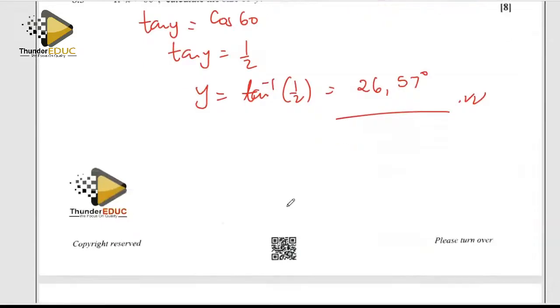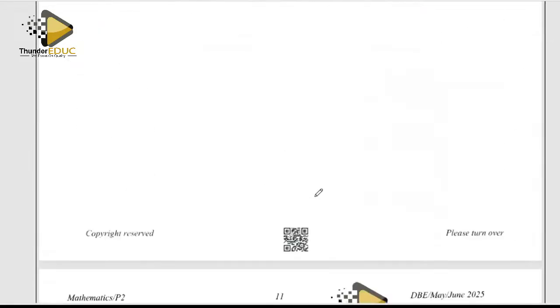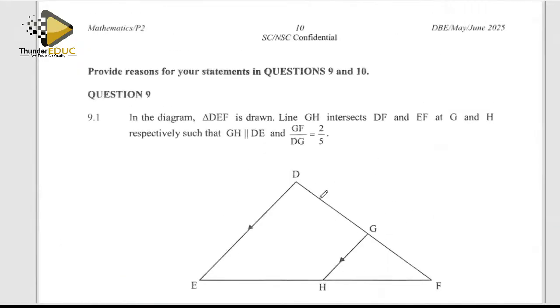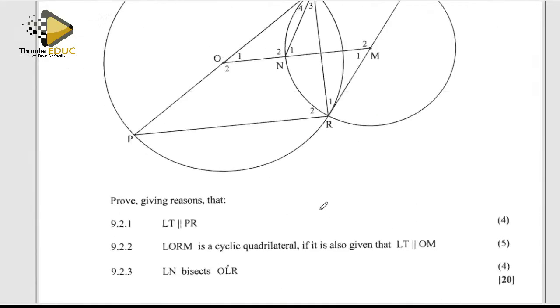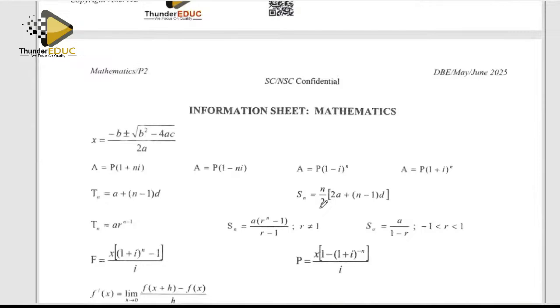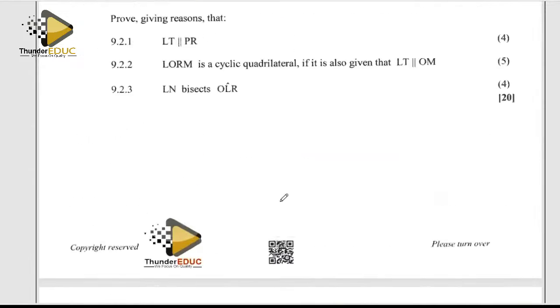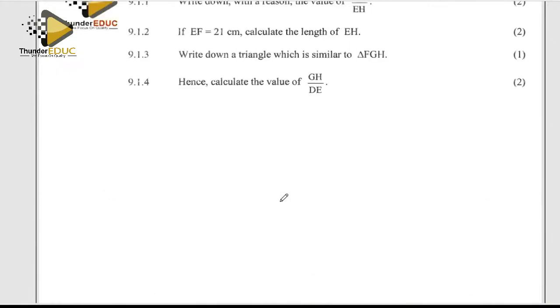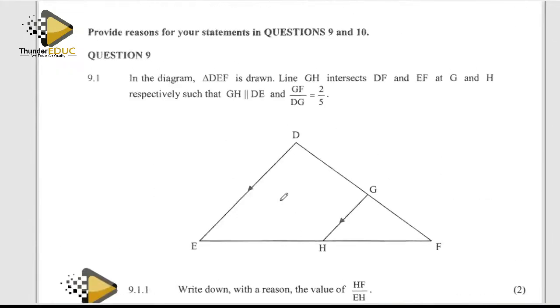All right, then we move on to the last question, 9. Provide reasons for the statements for question 9 and 10. Where is question 10? These people, where did they get this paper from? Same for question 9 and 10. Hey, did we miss out a question? But the page numbers are just in order.